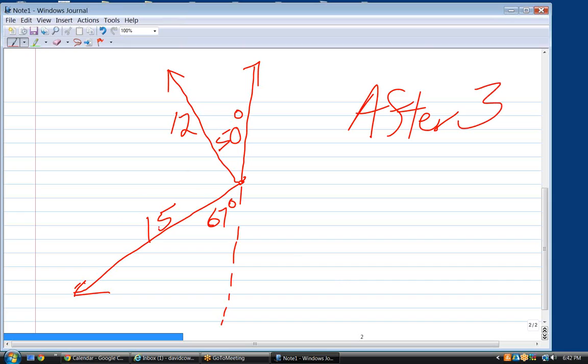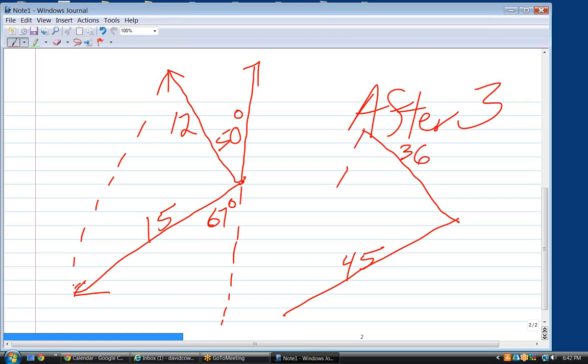What is this triangle that I'm creating here? In other words, that would be the triangle after 1 hour. After 3 hours, this ship is going to go 45 miles. This ship is going to go 36 miles. And we need this distance.